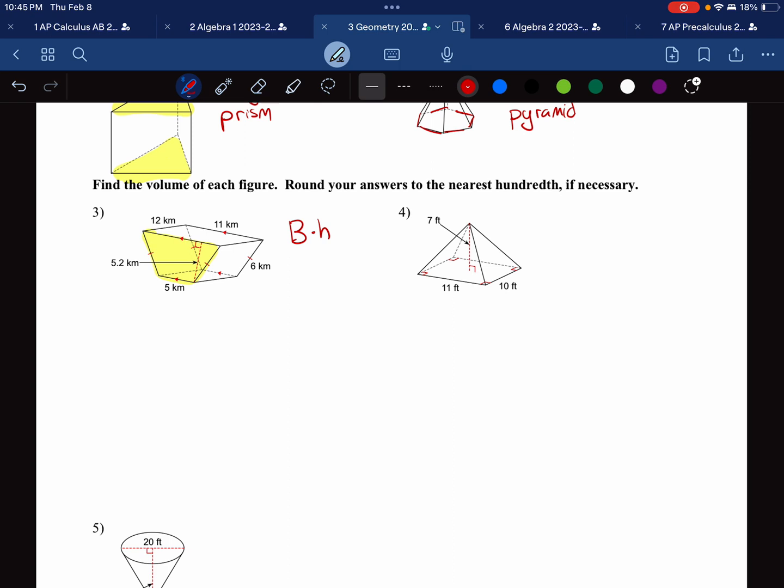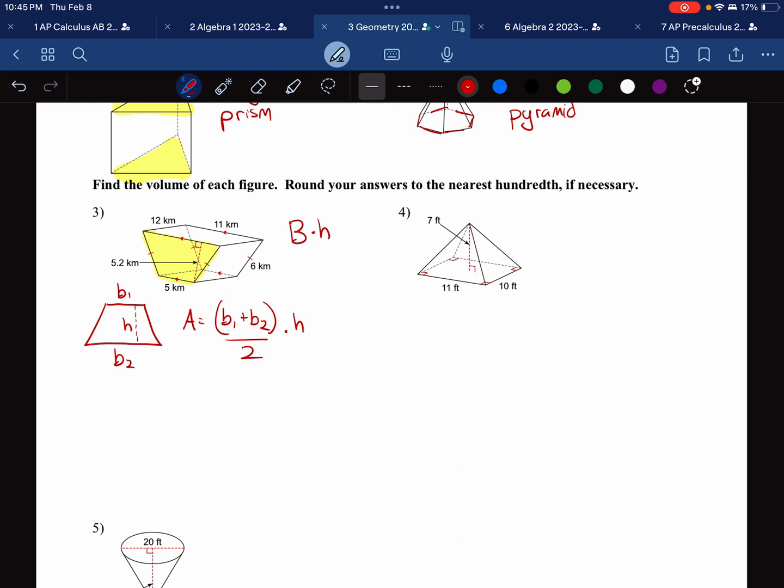So to find the area of a trapezoid, I know that if I have a trapezoid like so, and I call this one base 1 and base 2, and I have the height here, the area is going to be, I add the base 1 and base 2 together, and I divide that by 2 and multiply by the height. That'll be my area.